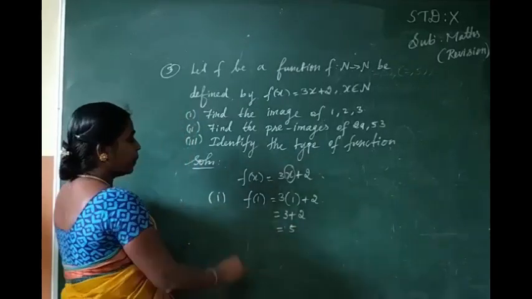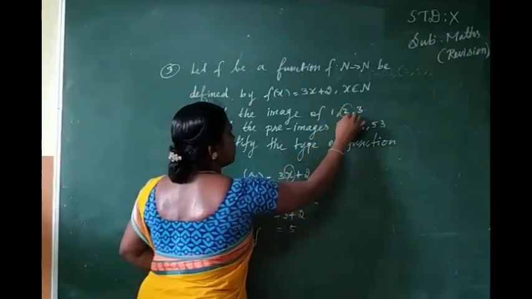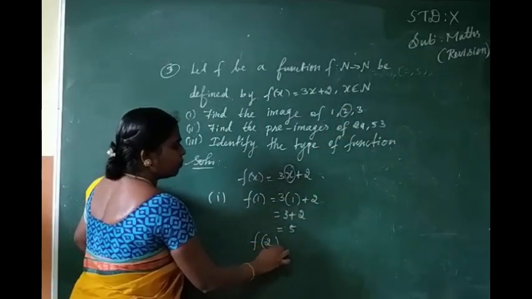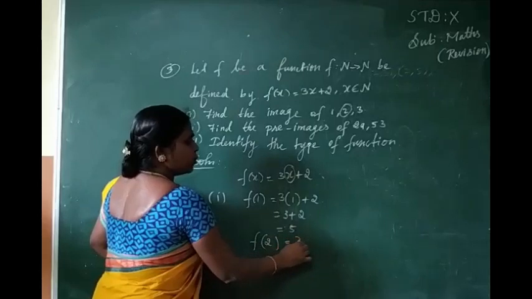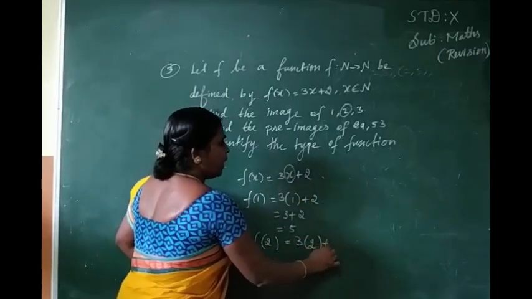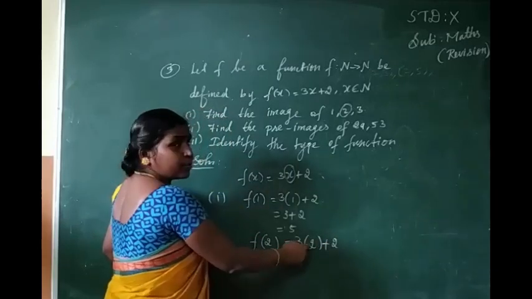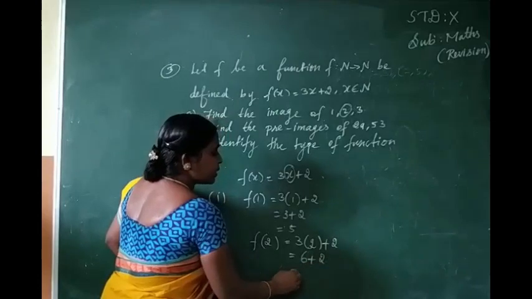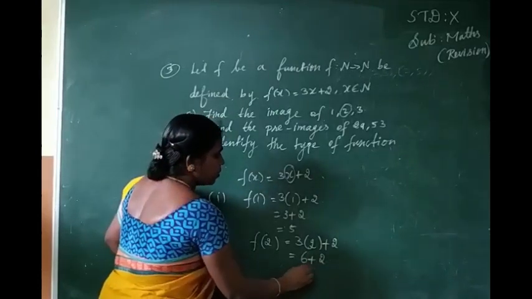Okay. Next, f of 2. So f of 2 equal to 3 into, instead of x you have to say 2. So 3 into 2 plus 2. 3 2s are 6, plus 2. 6 plus 2 is 8.